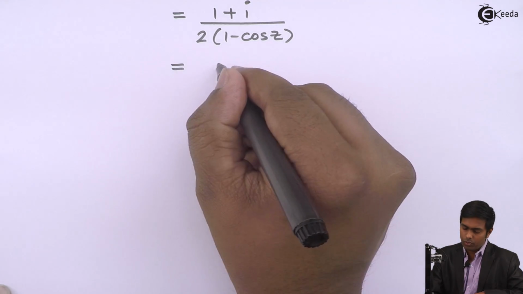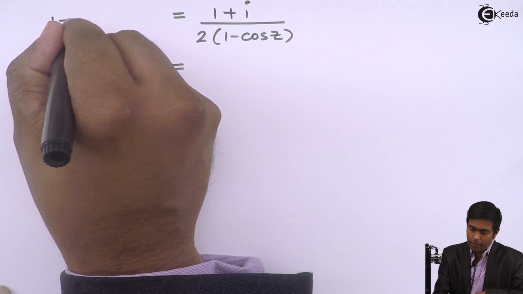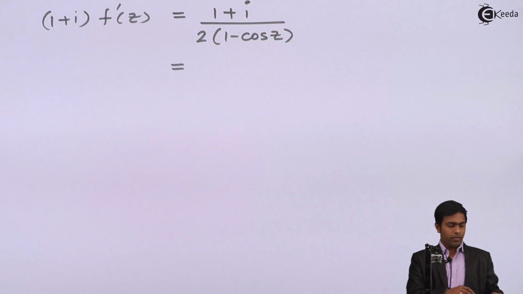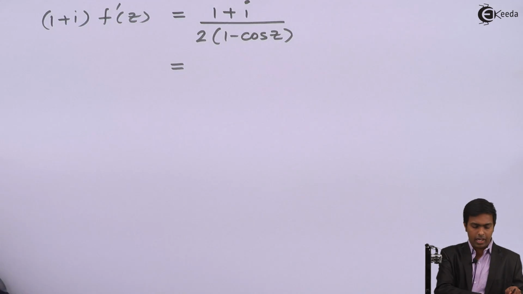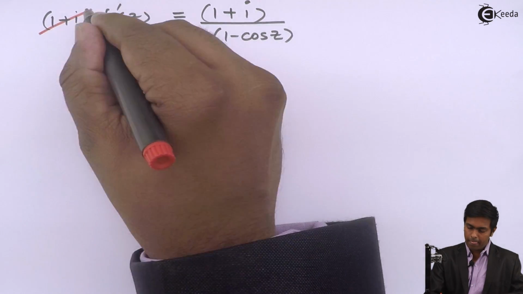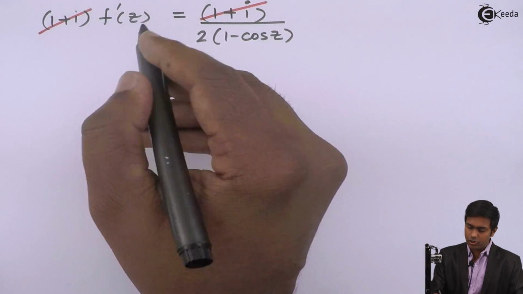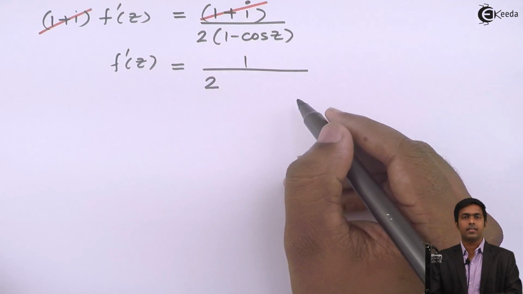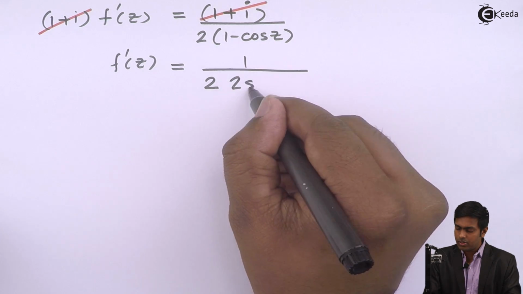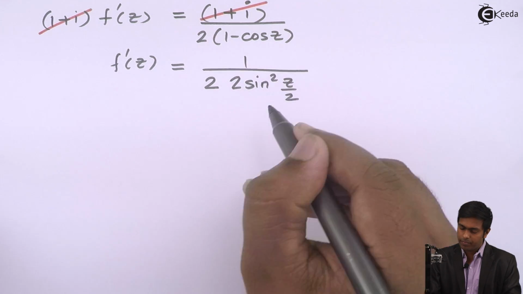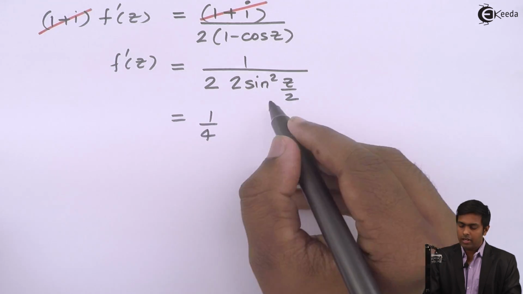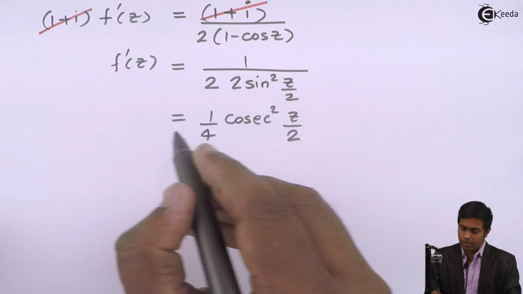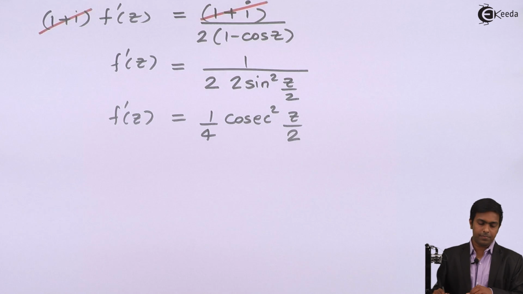So this is equal to, now the left hand side is (1 plus i) into f dash of z. Now we can cancel this 1 plus i from both sides. So we will get f dash of z as 1 upon 2 as it is, and 1 minus cos z is 2 sin square (z upon 2). So this will become 1 by 4, and 1 upon sin square is cosec square of z upon 2. So this is the value of f dash of z.